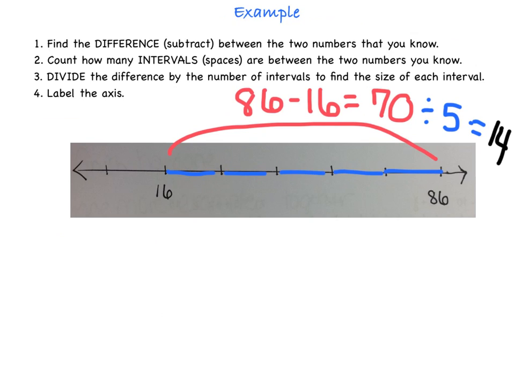So now I need to take that 14 and add it on to each of the numbers that we know here. So 16 plus 14 is 30, plus 14 is 44, plus 14 is 58, plus 14 is 72. I like to add it on just to make sure it gets me up to 86, and it does. And then don't forget this last guy over here at the beginning, 16 minus 14 is 2. And there, we've scaled that graph, and I can see that it goes up by 14s.